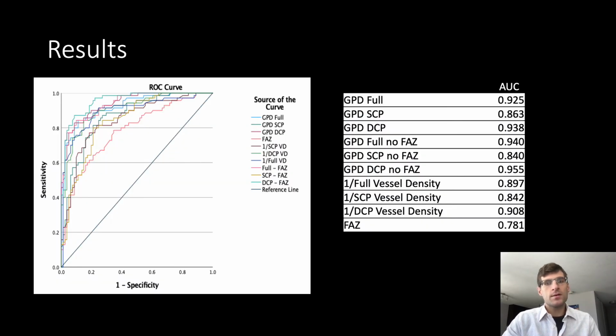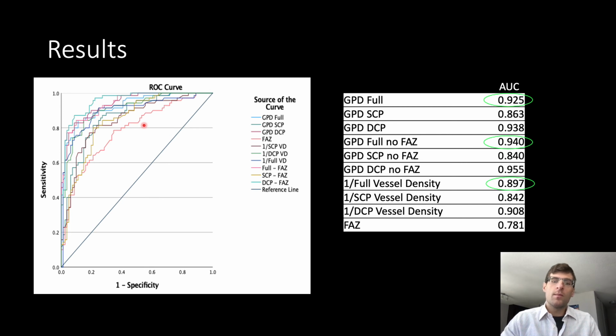And then here are the main results of the study, the main outcomes. The ROC curves are on the left here. It's a little bit busy, so I'll just point you towards the table. The best performer here was geometric perfusion deficits of the deep when the foveolar avascular zone was not included, and this is going to be the green line. The worst performer, which we kind of expected, is FAZ, and that's this red line here.